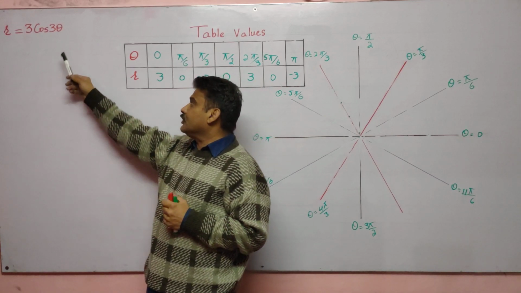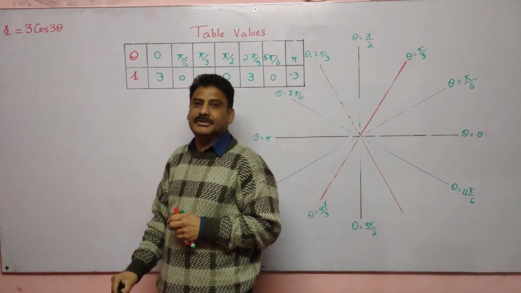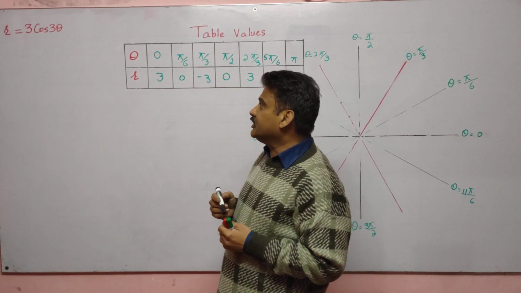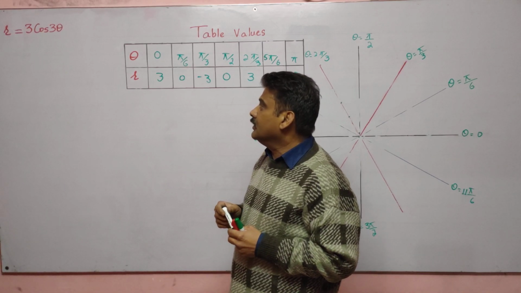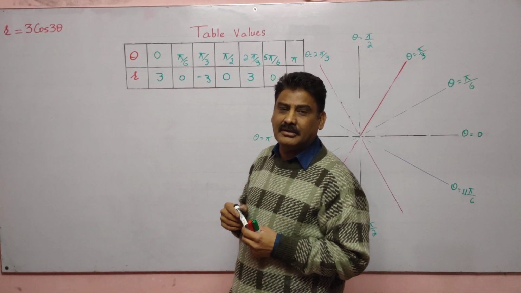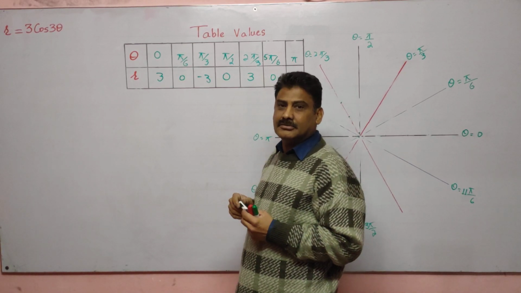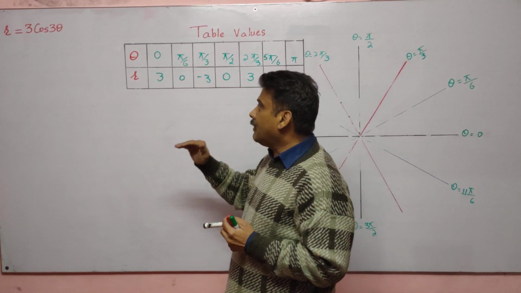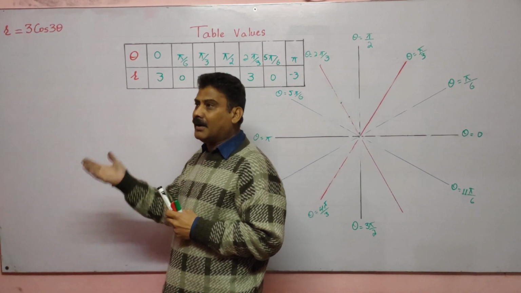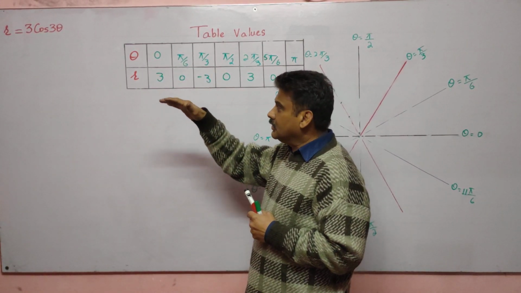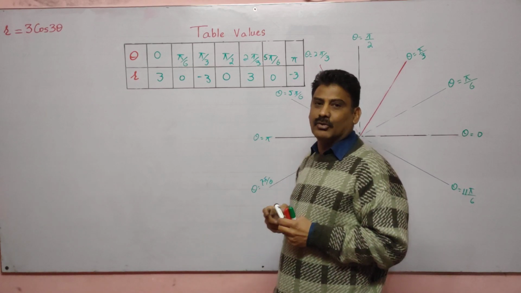And the curve r = 3 cos 3θ is symmetric about the initial line. It is symmetric about the initial line, meaning θ = 0. Half of the portion of the curve lies above the line θ = 0 and half of the portion of the curve lies below the line θ = 0.